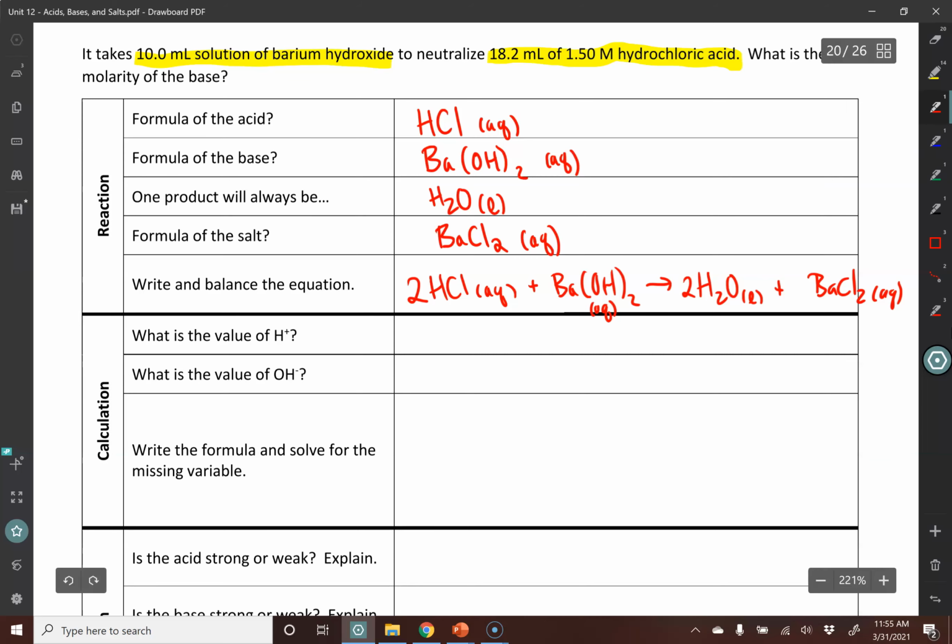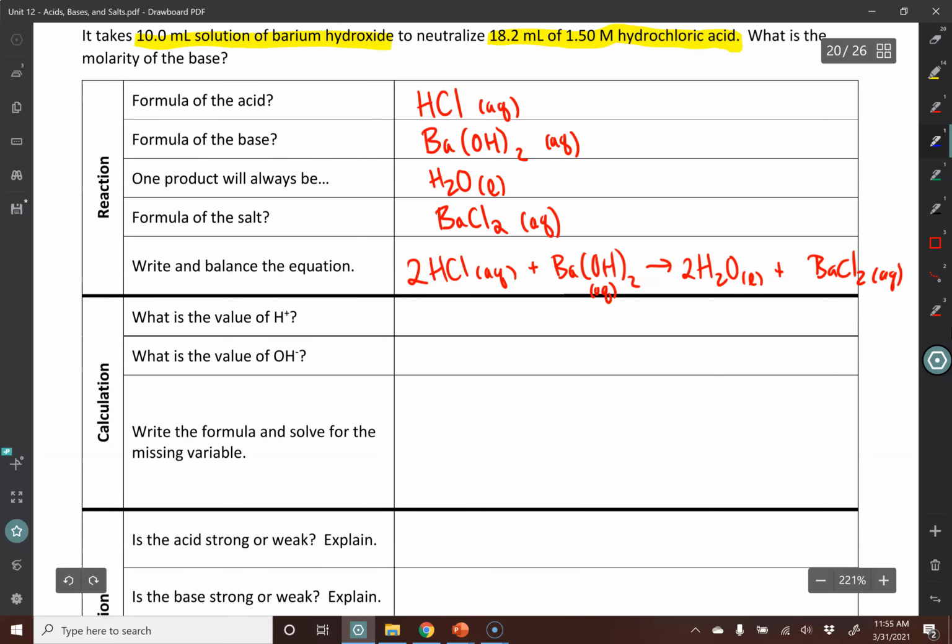Calculation. This is where we're going to have to put some new information in there. We know that we can find the concentration of, in this case, the base by applying the formula H+MaVa equals OH-MbVb. So if we want to find the value of H+, we want to look at the subscript of hydrogen in the formula of the acid. So up here I've got hydrochloric acid as HCl. Every time one HCl breaks apart, I will produce one hydrogen ion. So the value of H is 1.